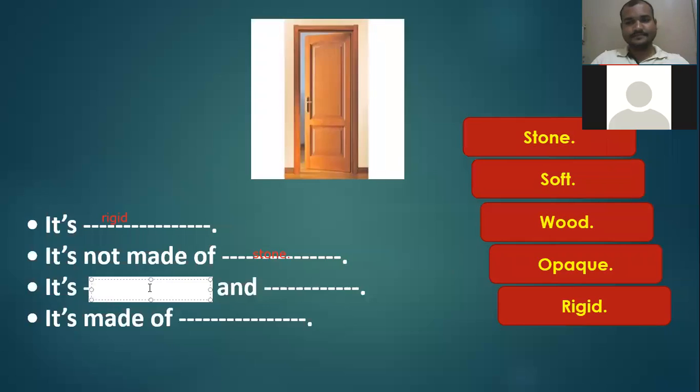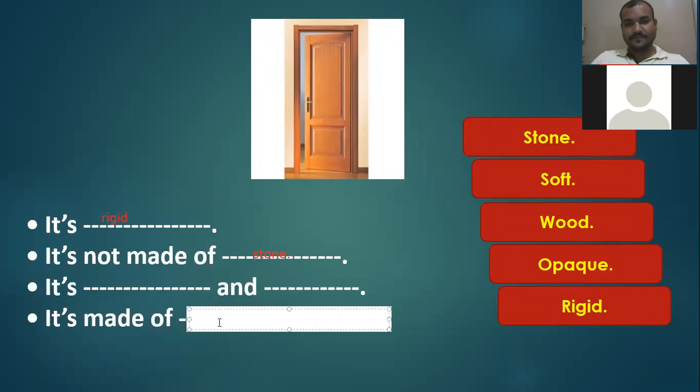Next. It's opaque and... So first fill this one, then automatically you'll get the rest of the words. You can understand them. So it's made of wood, right? It's made of wood. Right, sir. So rigid completed, stone completed, wood completed. What are the rest of the words? Soft and opaque.